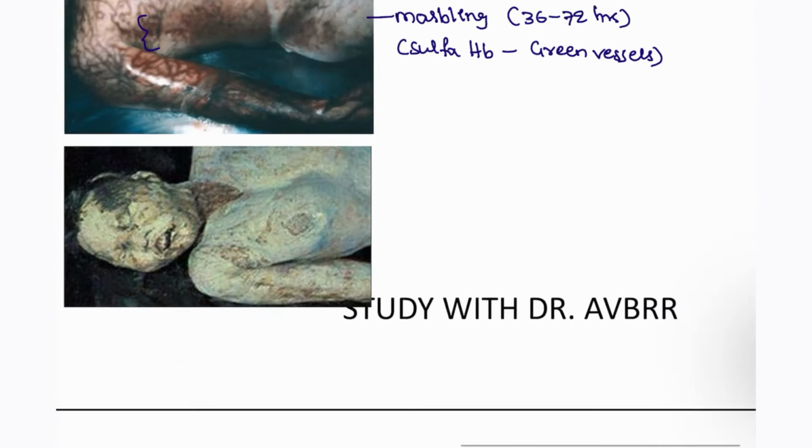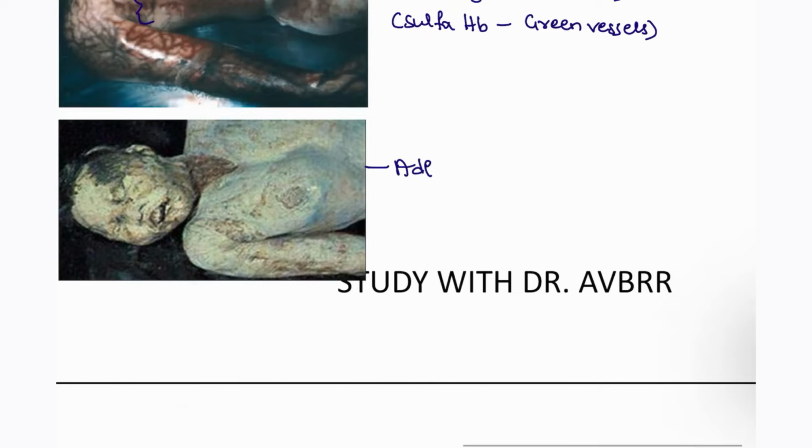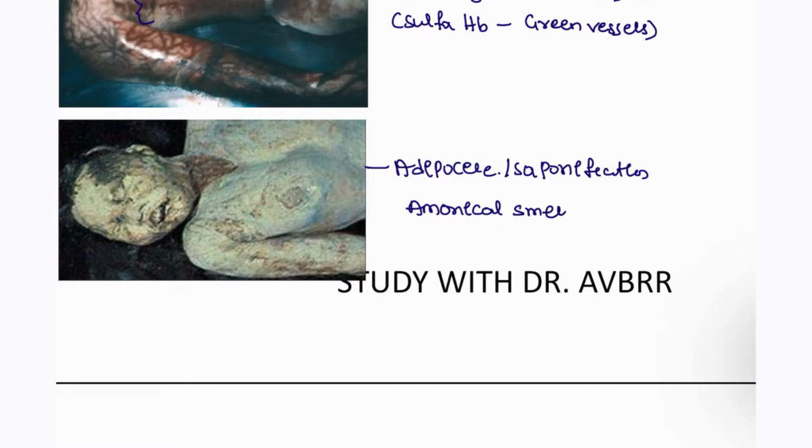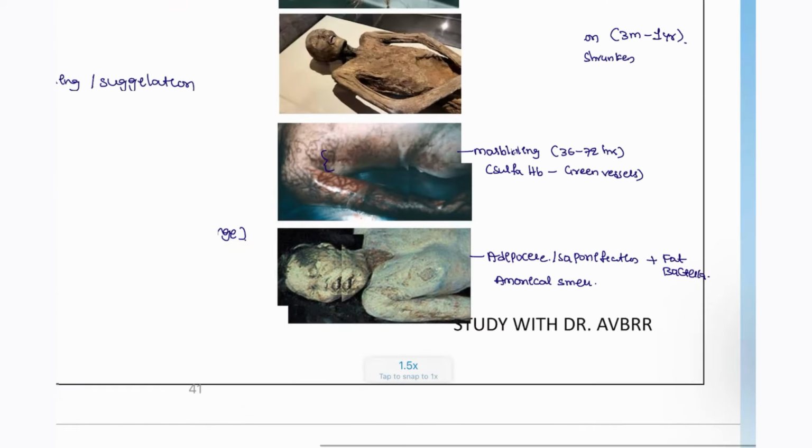Next, here you can see this is adipocere, also known as saponification, and this is going to have a very bad smell. What is the smell known as? Ammoniacal smell. Ammoniacal smell will be seen in this patient because it is not just the fat, the fat is also mixed with bacteria. That is why it is going to have this smell.